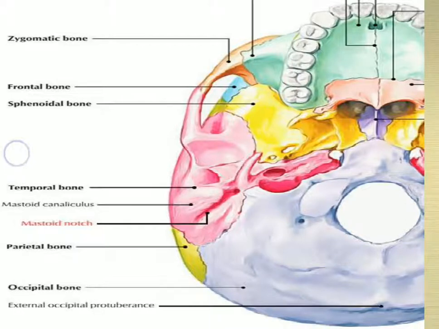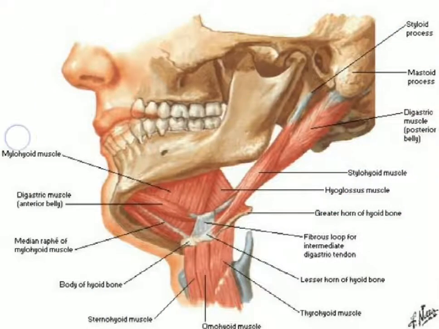In this figure, in this basal view, norma basalis, you can see this is the mastoid notch. This is the mastoid notch present on the inferior surface, on the basal surface of the temporal bone. From this, the posterior belly of the digastric takes origin. In this figure, this is the digastric muscle. These are the two bellies of the digastric muscle. This is the intermediate sling.